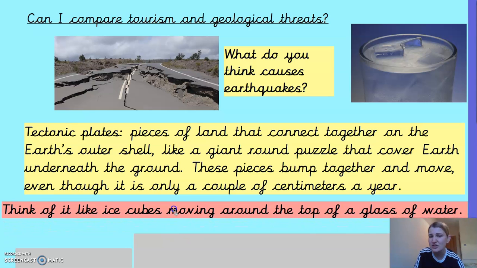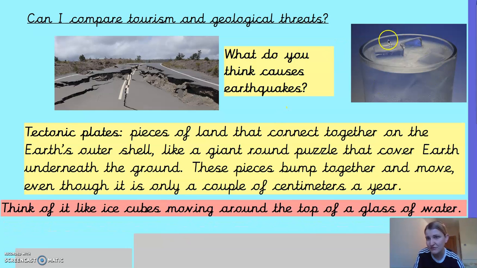Think about it like ice cubes moving around on the top of a glass of water. So if you look up here, these ice cubes are moving slowly around. It's only a couple of centimetres a year, okay? So it's not very much, and they're not necessarily very frequent. But when they do happen, they can cause severe damage and risks to lives, okay? So, again, earthquakes, a serious geological threat in Greece, not so much in South Gloucestershire, okay?